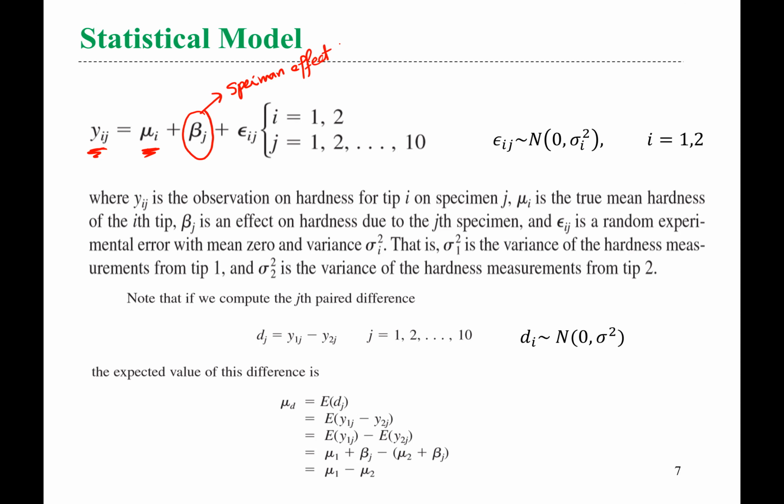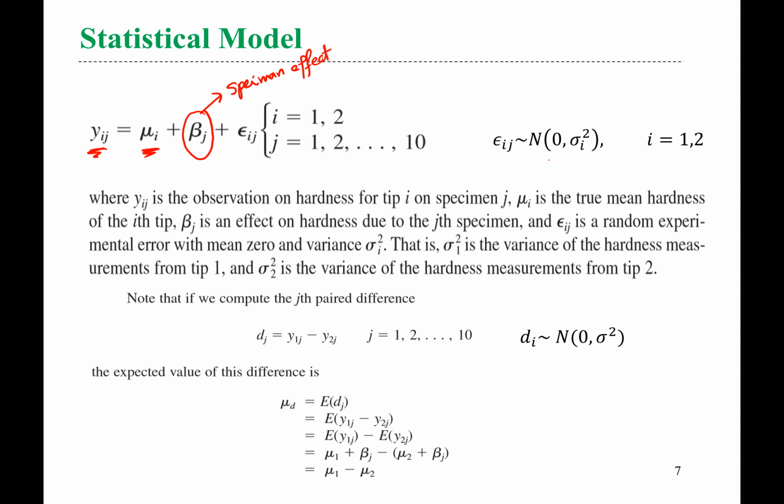Looks like each specimen is a block. And within each block, we test all the treatments. We have only 2 treatments. i is 1 and 2, j is 1 up to 10, it is not n_i, because for each, we have the same number of values. j is from 1 to 10.